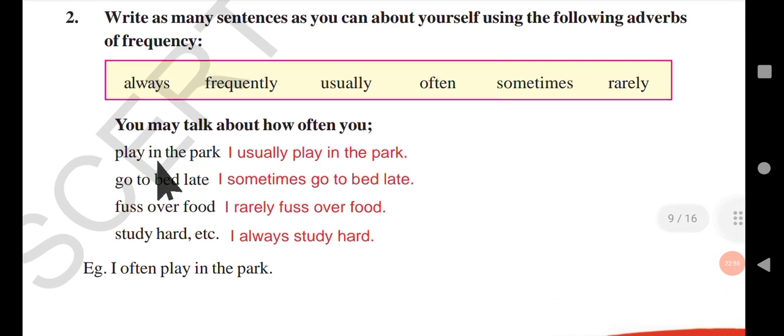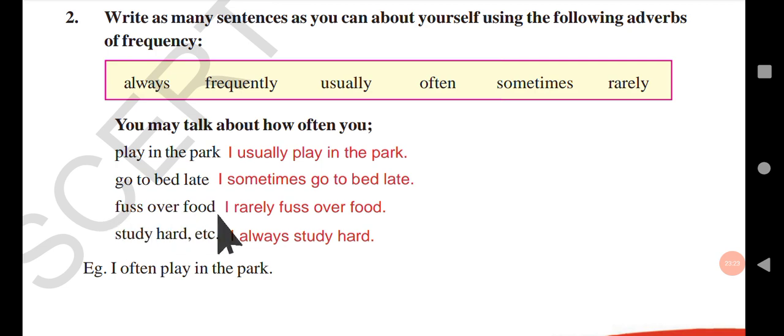Look at the first one. I play in the park. So we have to use any one adverb here. Let us say I usually play in the park. That means that is my habit. So what is the adverb of frequency here? That is usually. Next, I go to bed late. I sometimes go to bed late because I watch movies. Okay, sometimes is the adverb of frequency.